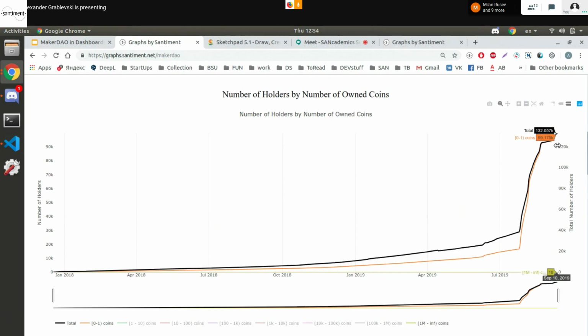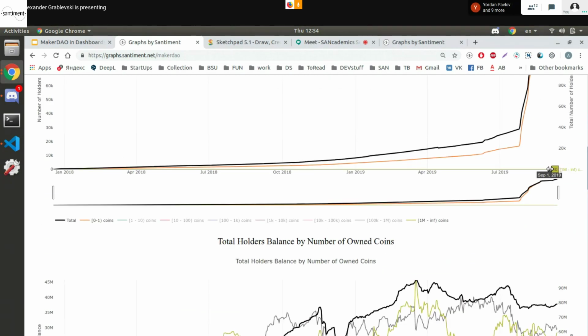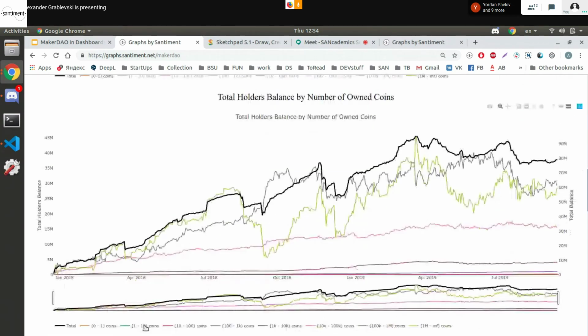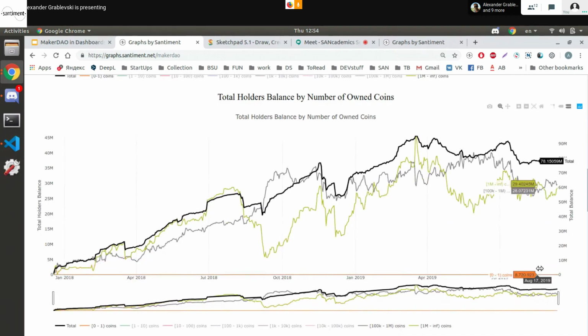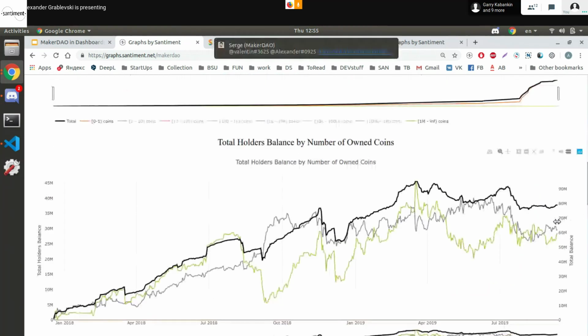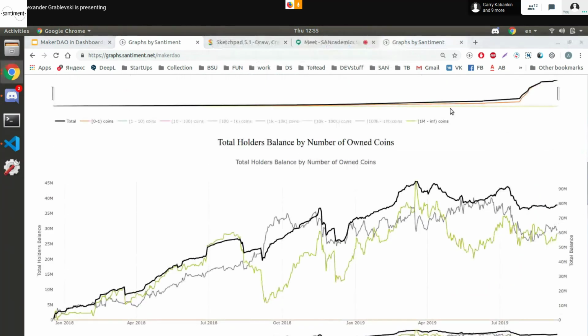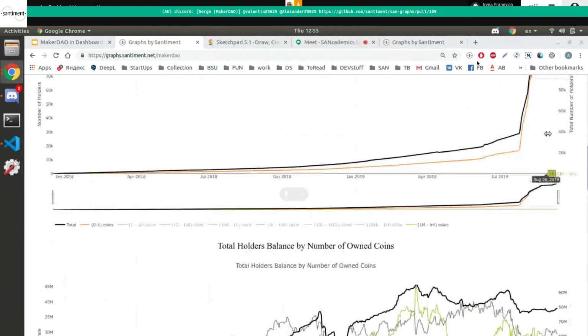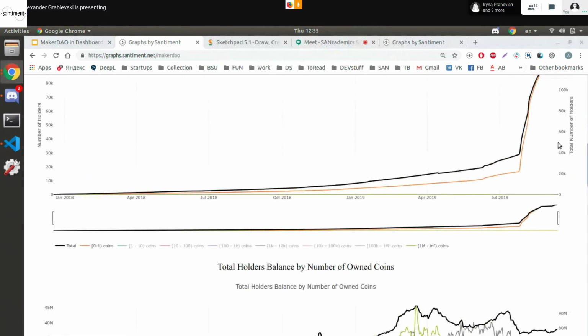So what does it mean? That there are a lot of addresses that are holding dust. But if you go to the total holders balance graph and check how much coin they exactly store, you see that all of these addresses store less than 10k DAI. So that's basically nothing. And in another case, you can see that there are only 10 addresses that hold more than 1 million DAI.